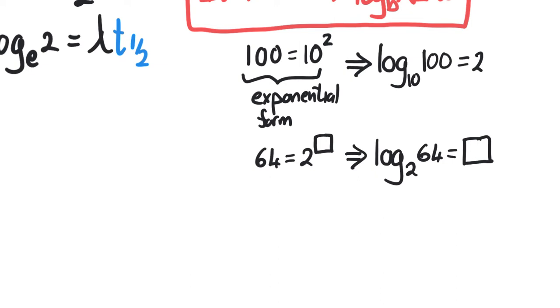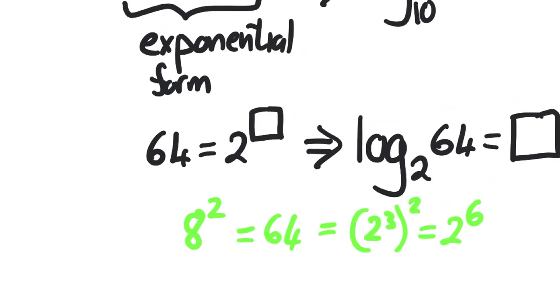Well, 64 is 8 squared, and 8 is 2 cubed. So we have 8 squared is 64, and we know that 8 is 2 cubed, squared. So 2 to the 3 times 2 is 6. So this number here should be 6. 2 to the 6 should give us 64. 2 times 2 times 2 is 8. 8 times 2 is 16. 16 times 2 is 32. And 32 times 2 is 64.